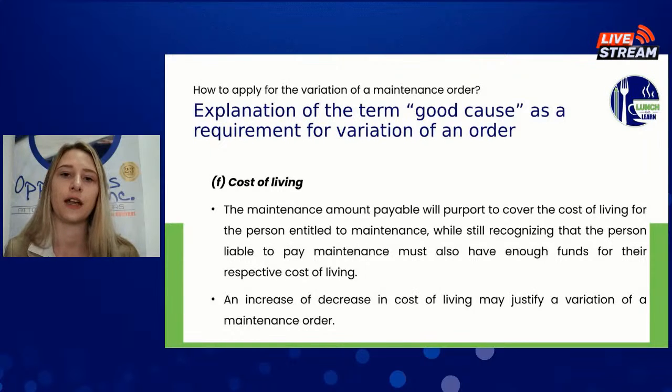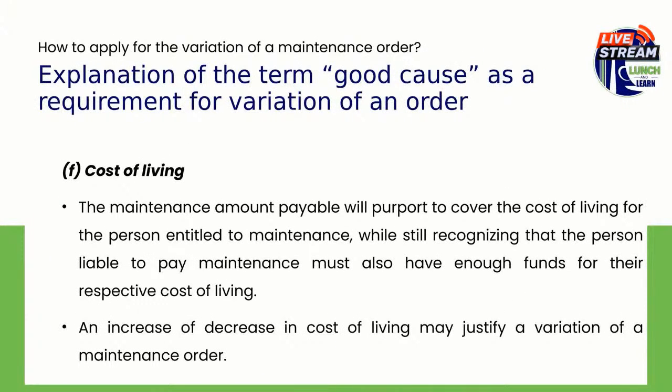But then also we have to recognize that you cannot ask the respondent to pay a maintenance amount which is unreasonable, which will cause them not to have enough funds to reasonably live themselves. So there needs to be a compromise, because you want to take care of your child, but you also need to take care of yourself, because you still need to eat and you still need a roof over your head, for example. So that's why cost of living becomes important. An increase or decrease in cost of living may therefore justify a variation of a maintenance order.